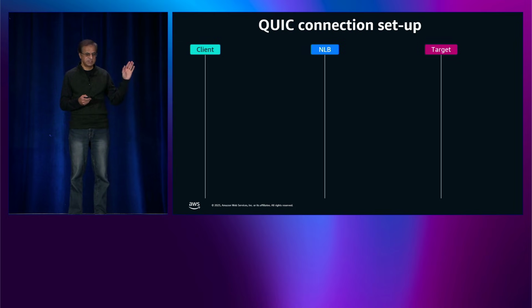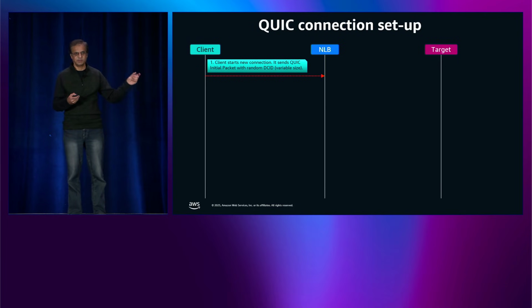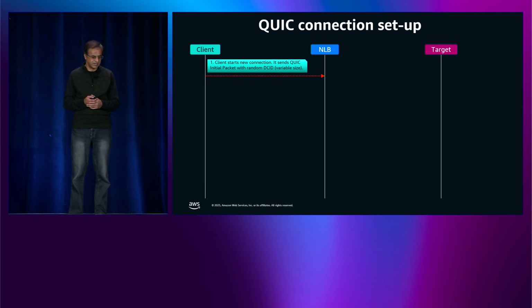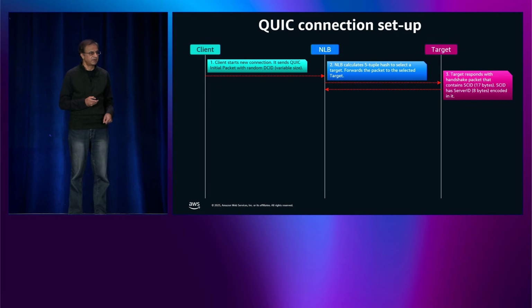So here, you will see 3 different entities. On the left-hand side, you have a client, and on the right-hand side, you have a target. And in between sits a load balancer, or Network Load Balancer. The client will typically initiate a connection, and it sends a QUIC initial packet. It sends a random destination connection ID, the field that we highlighted before. NLB calculates a 5-tuple hash, and we looked at what is a hash value that gets calculated in one of our earlier slides. And it selects a target and sends the packet to the target.